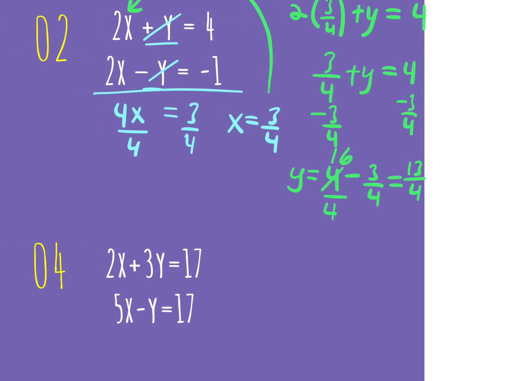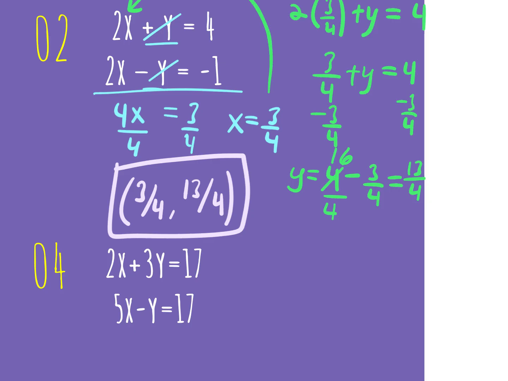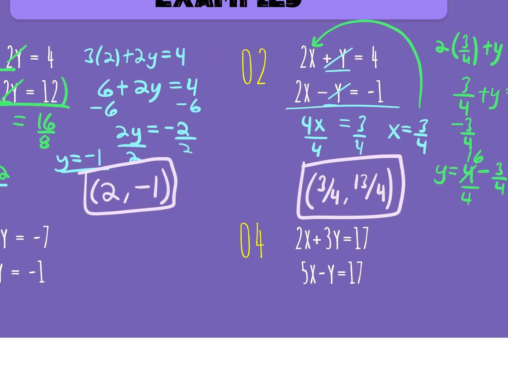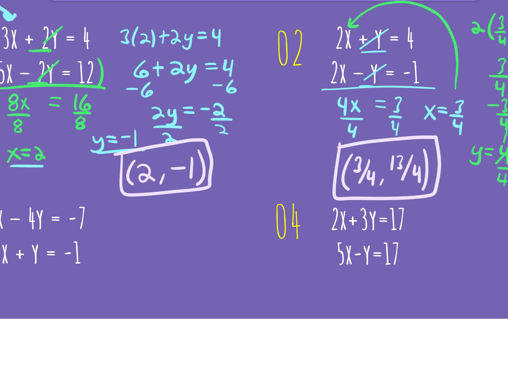All right, how am I going to write the final answer? 3/4, comma, 13 over 4. Nice. So then this would be our final answer. All right, not too bad. Good.